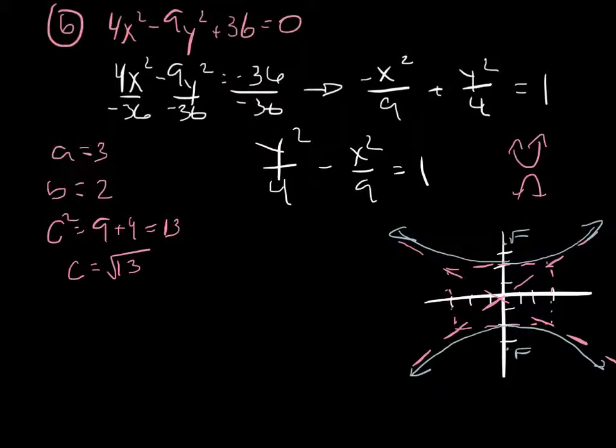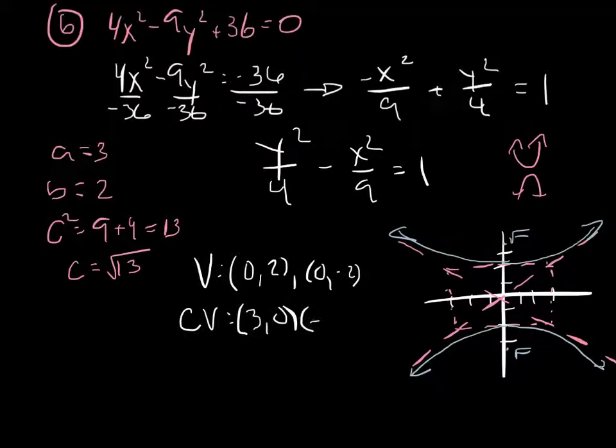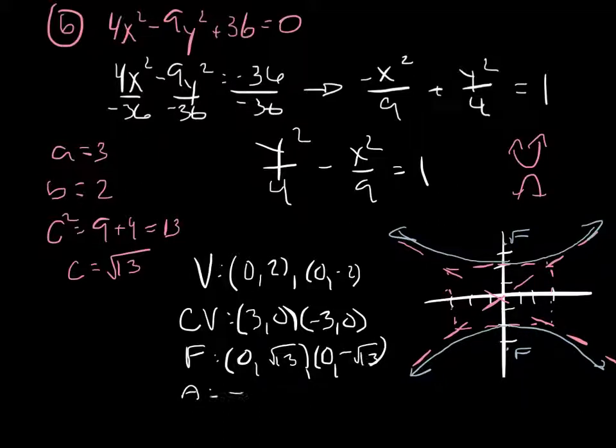So let's write the information. Vertices. Vertices are up and down, so that's 0, 2, 0, negative 2. Co-vertices are left and right, in this case 3, 0, negative 3, 0. Foci are 0, square root of 13, 0, negative square root of 13. And your asymptotes are y is equal to positive negative b over a, 2 over 3 x. Alright, so that's 6.